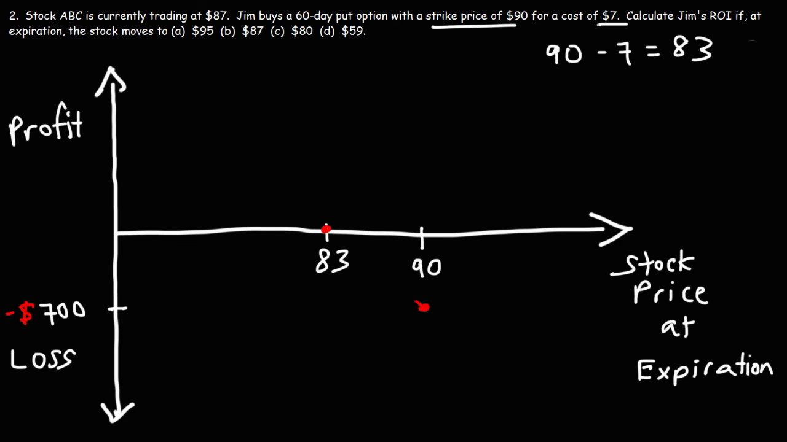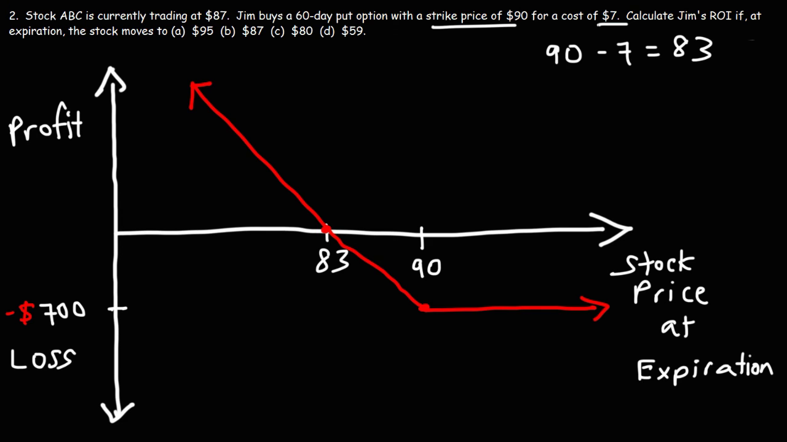Next, let's draw a line to connect these 2 points. And let's make this line as straight as possible. Now, if the stock moves above 90, the loss is not going to change. It's going to remain 700 because that's the most that he can lose. Well, now you know how to draw the profit loss diagram for the long put options strategy.